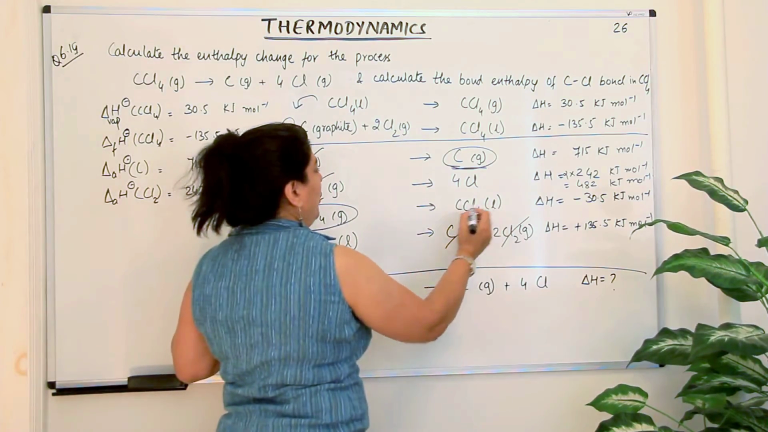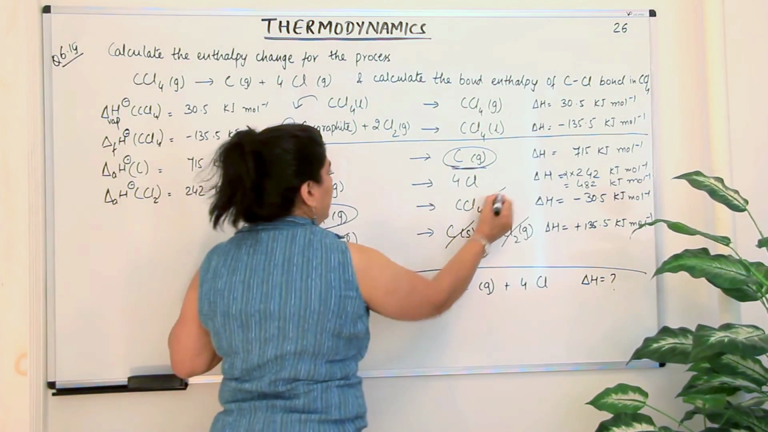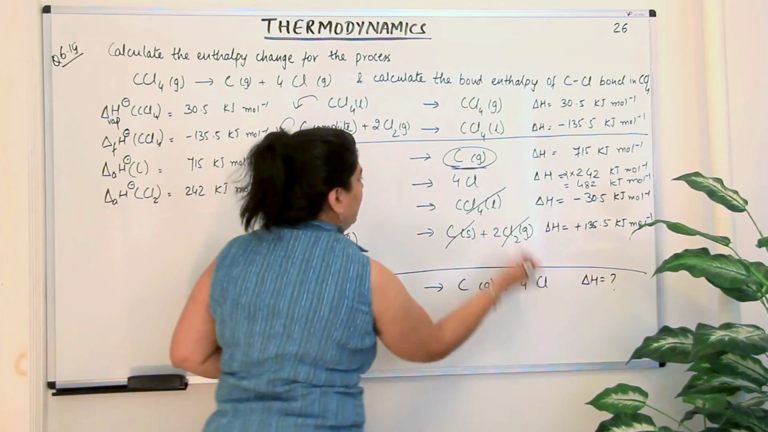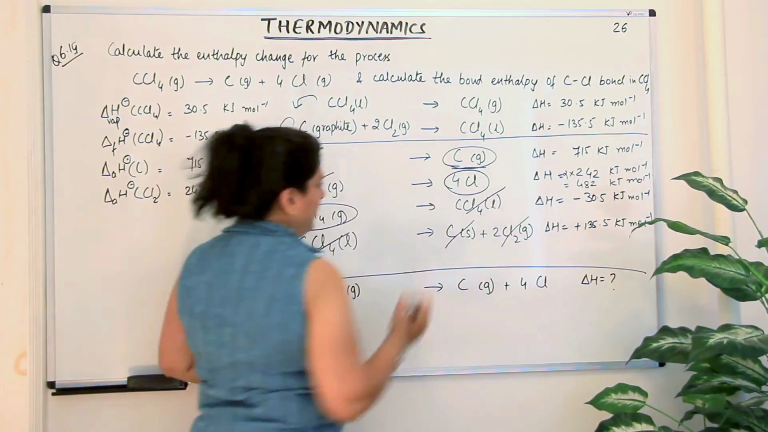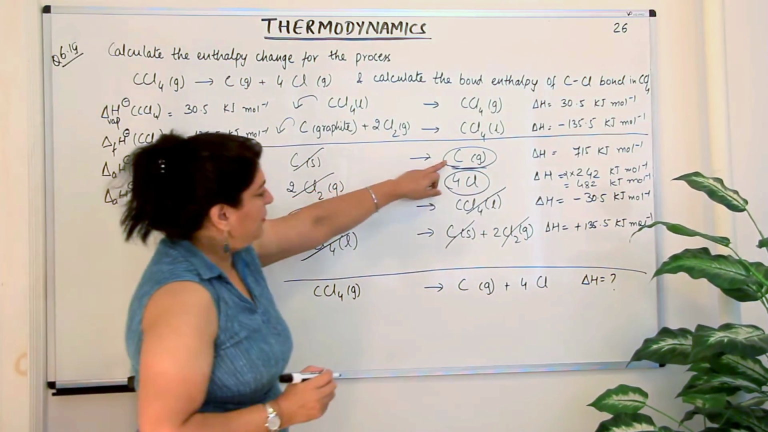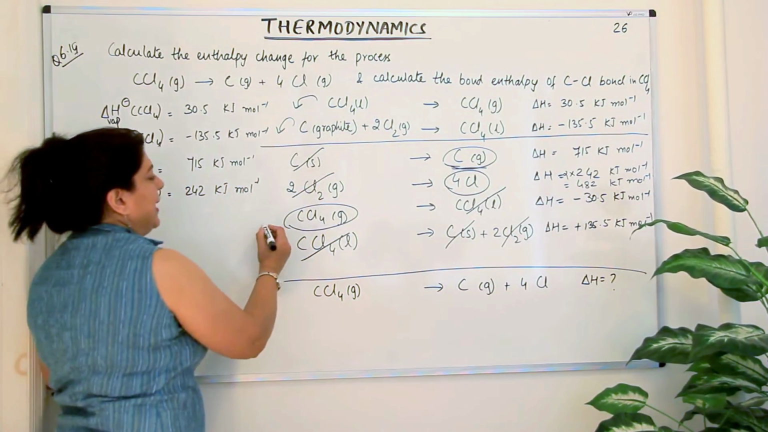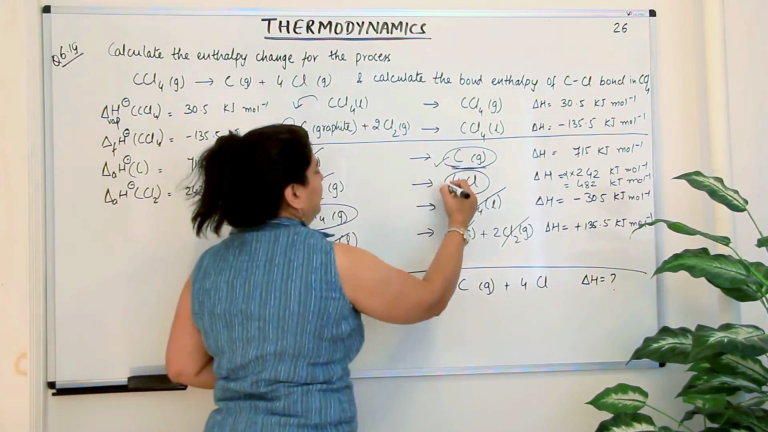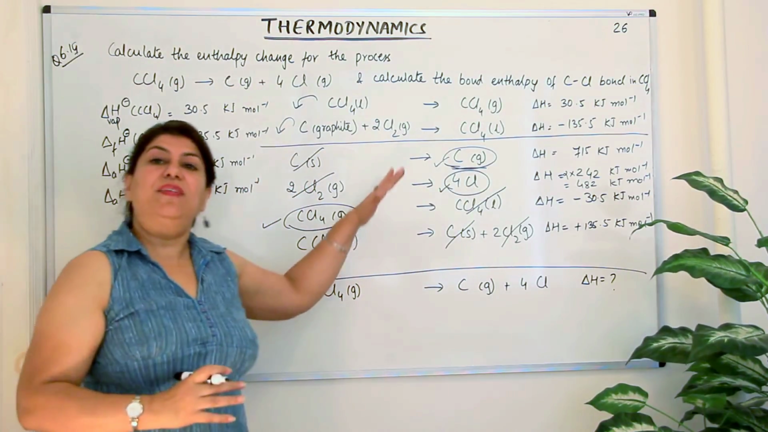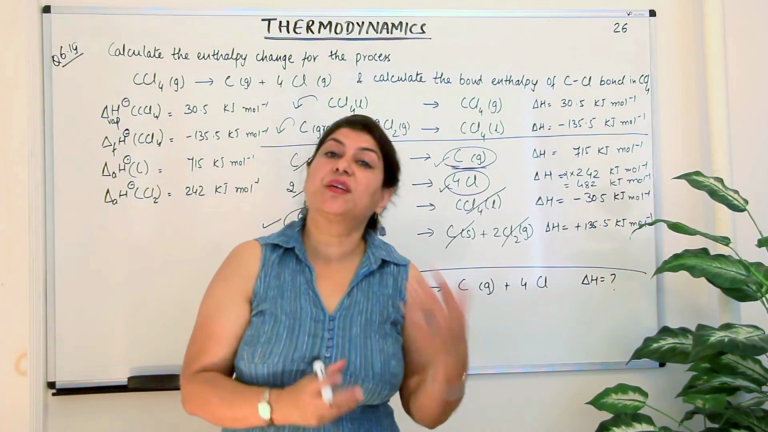In the liquid state is what we do not want. So these 2 get cancelled. The 4Cl in the products, desired. We want it. So we get carbon, 4-chlorine in the products, and we get CCl4 in the gaseous state in the reactants. Do you see? Which means that we have now summed up these equations correctly.